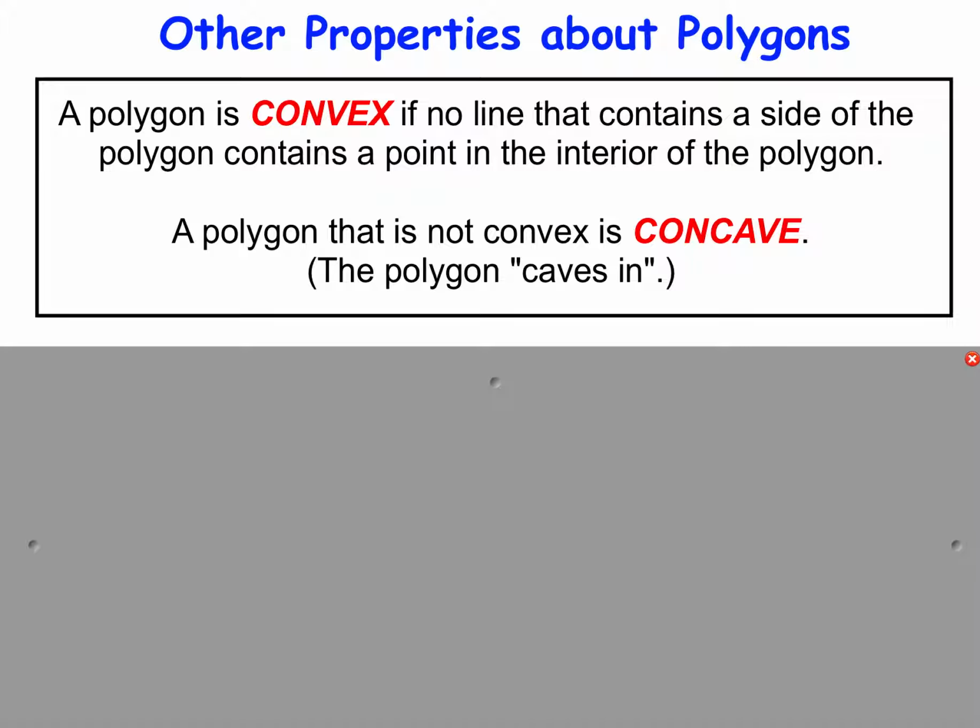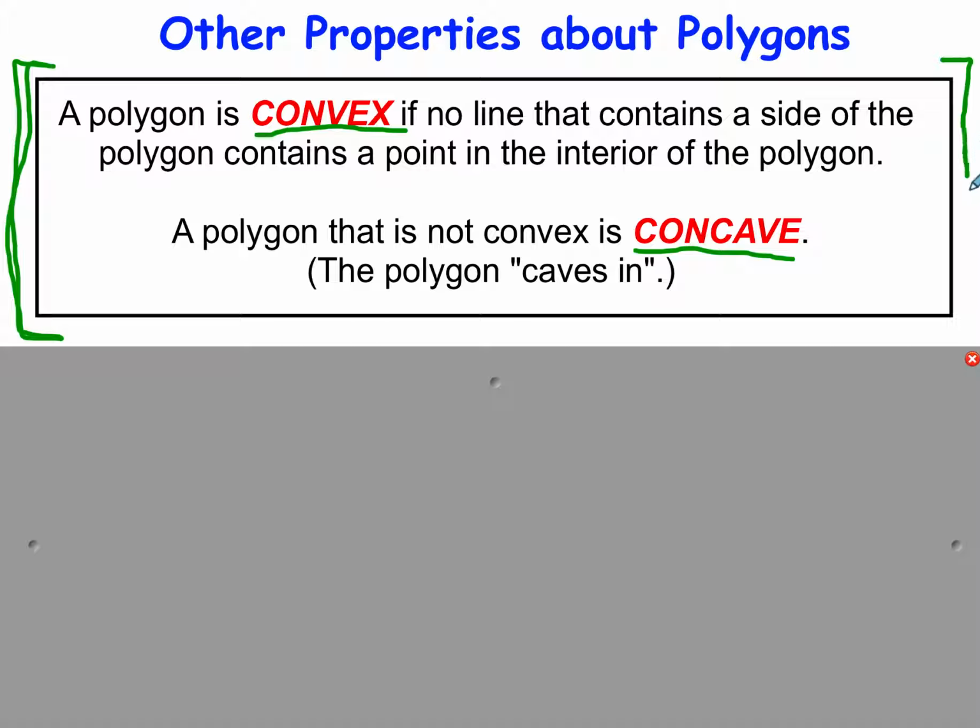Okay, part 2. There are also ways that we classify polygons, and that is whether a polygon is convex or concave. A polygon is convex if there's no line that contains a side of the polygon that contains a point in the interior of the polygon. A polygon that is not convex is called concave. It caves in. Now, these are very confusing descriptions. They don't really make sense.